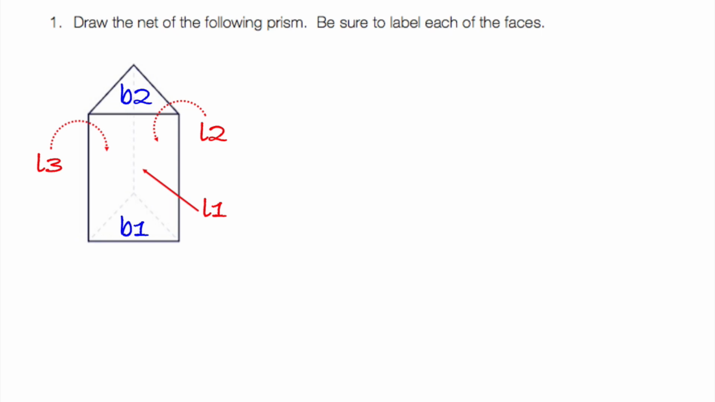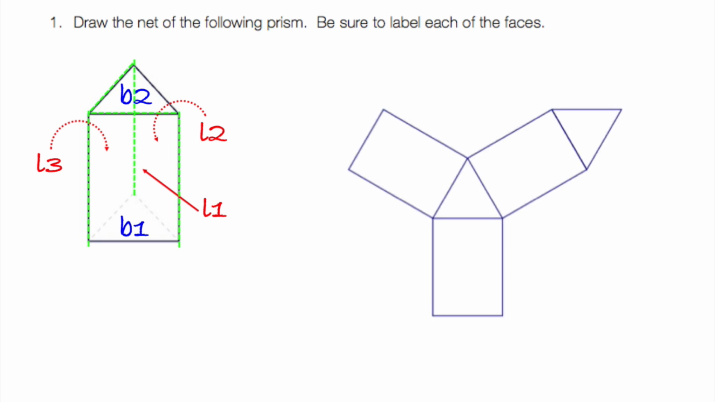Now we're going to make some cuts to make our net. First I'm going to cut vertically along all the lateral faces. So I'm going to make a cut there, there, and there. And now I need to detach the top, or base 2. So I'm going to make 2 more cuts up at the top. So another cut there and there. Now my net can be unfolded, giving me what we have right here.